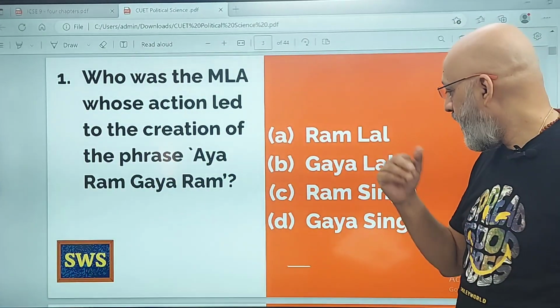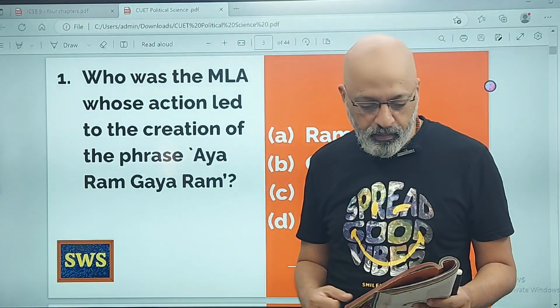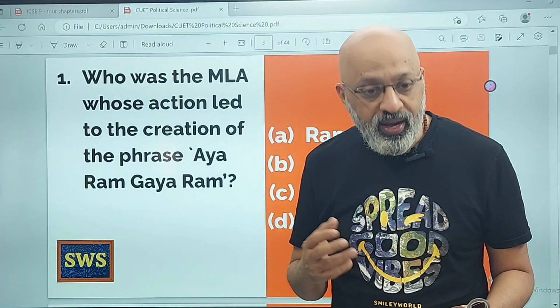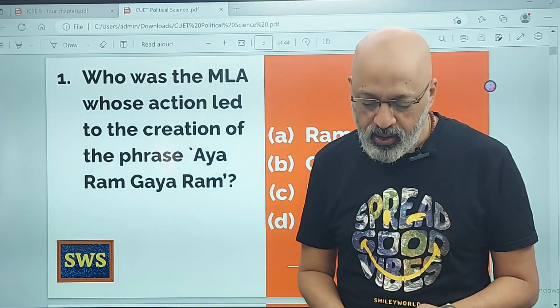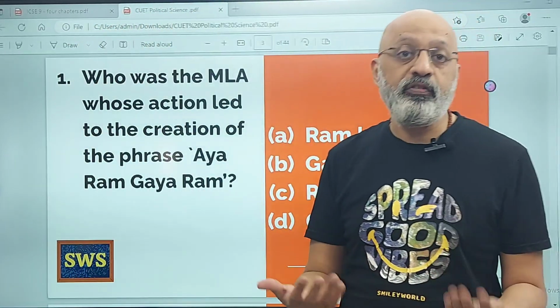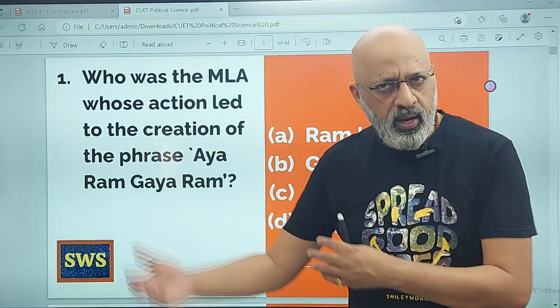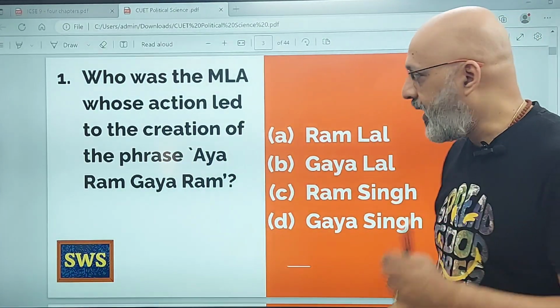So Gaya Lal actually became, I mean, that's how the phrase kind of became popular. Of course, in 1985, the constitution was amended to bring the anti-defection law, and it was further amended, I think, in 2003, if I remember right. So here the correct option is Gaya Lal.